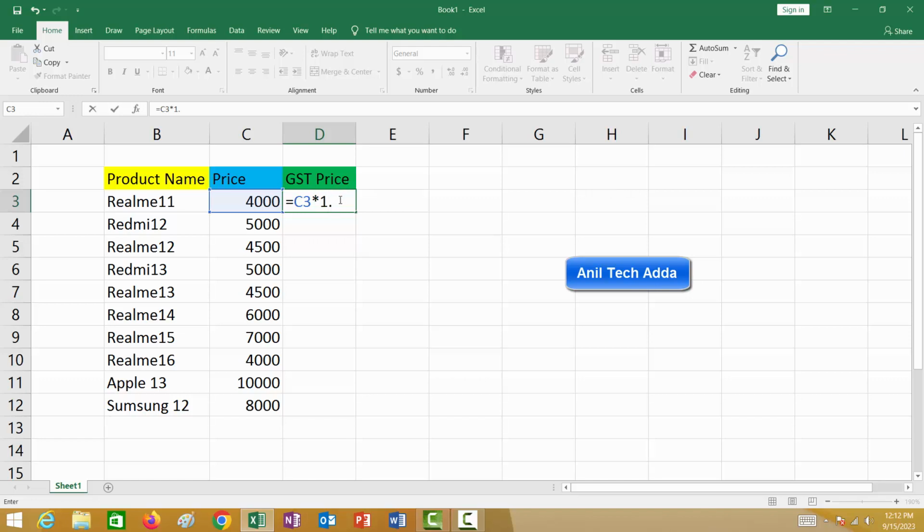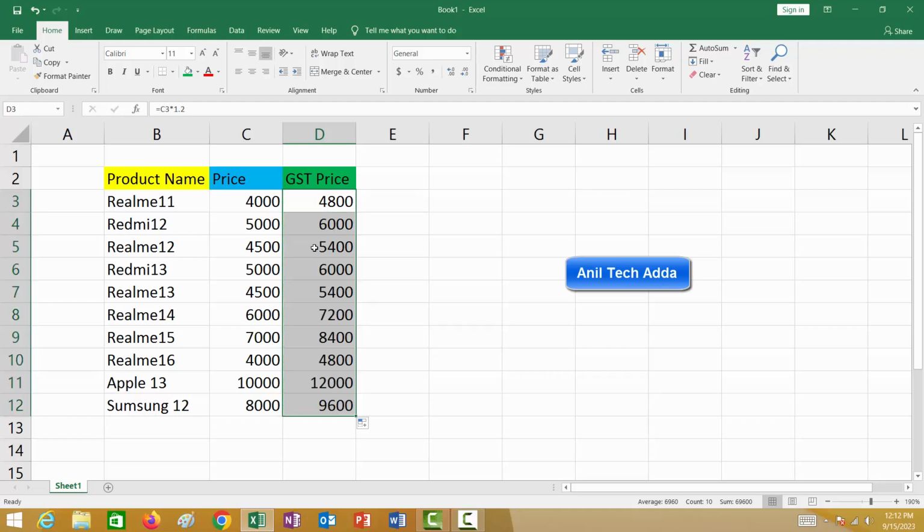And now I will add 20% tax for this product. So I will type 20 and hit enter. So you will get this is the base and this is the taxable price, and just scroll down to all the products. So here is the GST price, and this is the base price of the mobile phones. So this is a very simple idea to apply tax on products.